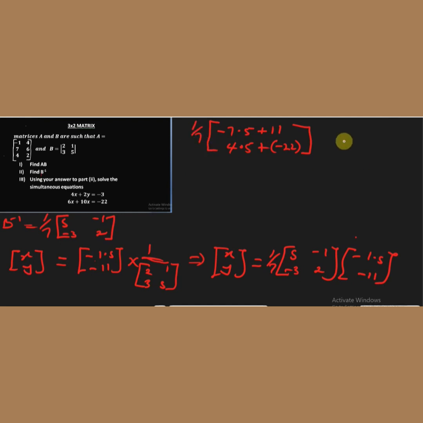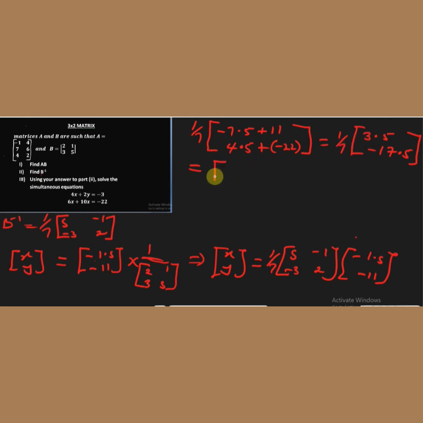Okay, I have this now. This is the same thing as 1 over 7 times minus 7.5 plus 11. That's going to give me 3.5. Then this is plus times minus, and it's going to give me minus 4.5 minus 22. That's going to give me minus 17.5.